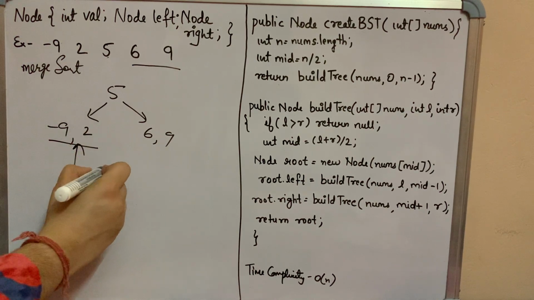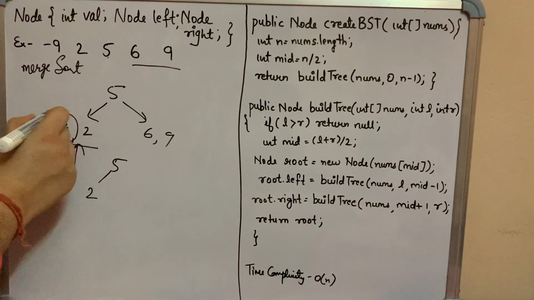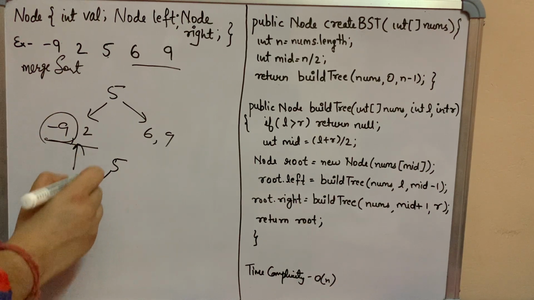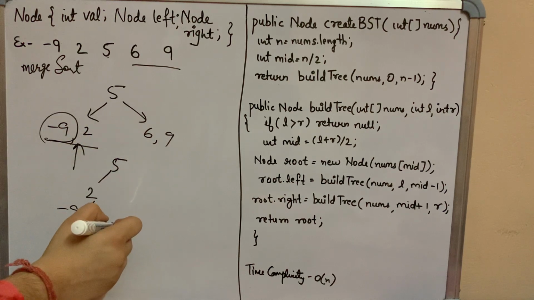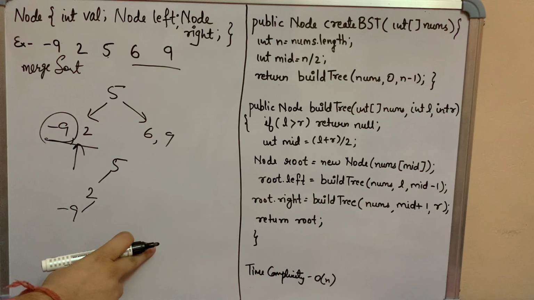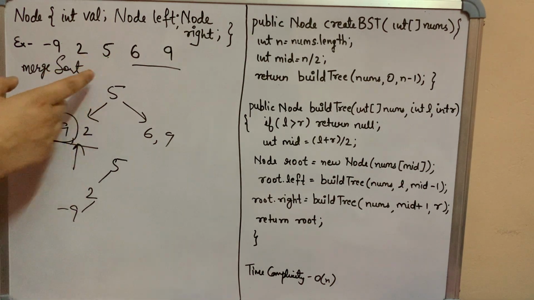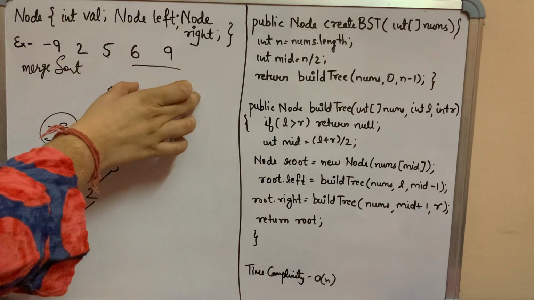Let's say you take 2 here, then 5 and 2, and then what is left on the left side of this array? Minus 9, which will come here, right? But on this side you have nothing, no element is left on that side, so nothing will go here. So this is what we are doing here. We are breaking from the center, processing left side elements and right side elements.